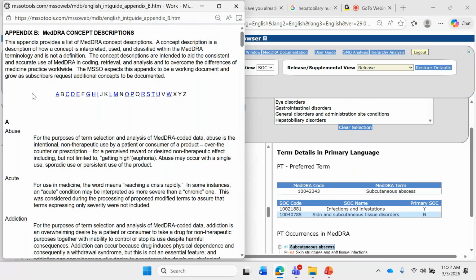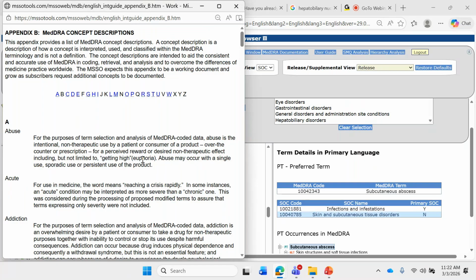So here for example, we have a concept description for abuse. And here you're saying, for the purposes of term selection and analysis of MedDRA, this is how it is to be taken. Abuse is to be used in the context of MedDRA.